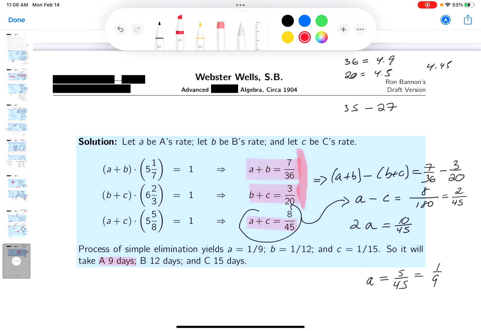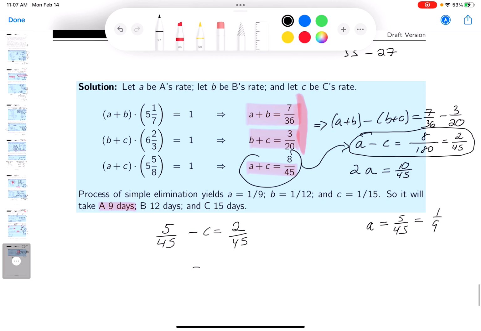Now someone says, how can you get the other ones? They're not going to be bad to do, by the way. All right? So I guess I can figure out C now. And I'm going to use this equation here to figure out C. So if A is 1/9, that's the same thing as 5 over 45 minus C is equal to 2 over 45. So minus C would equal minus 3 over 45, or C would equal 1/15. What does that mean? C can do the job in 15 days.